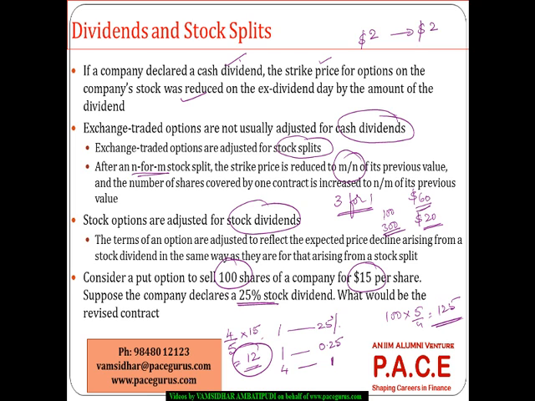So what we have to really understand is a cash dividend is not impacting the strike price of the options, whereas a stock split or a stock dividend is definitely resulting in a decrease in the strike price accordingly in that proportion, and an increase in the number of shares per contract in the opposite proportion.